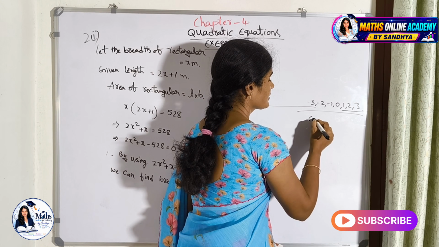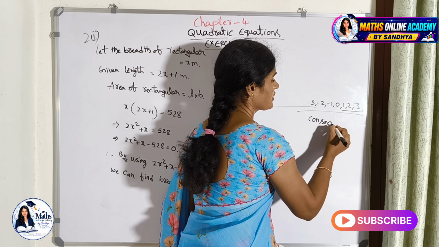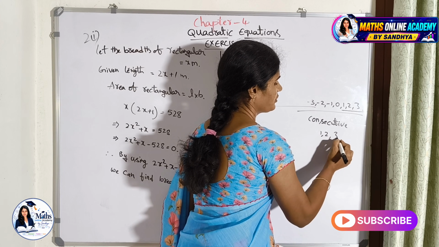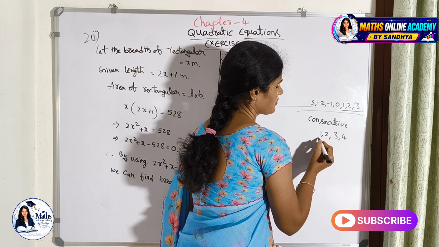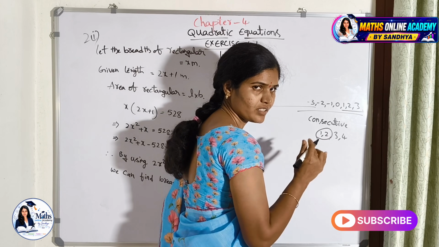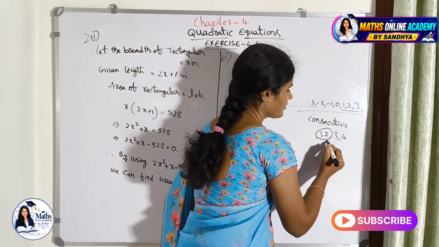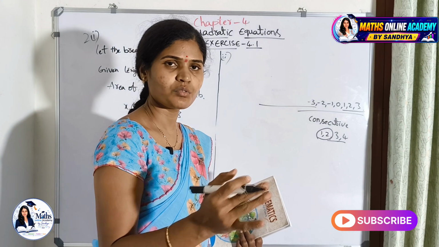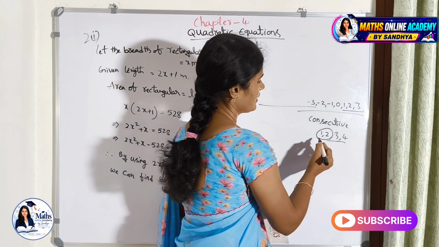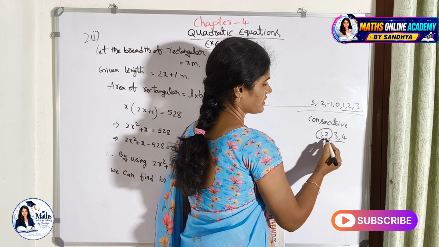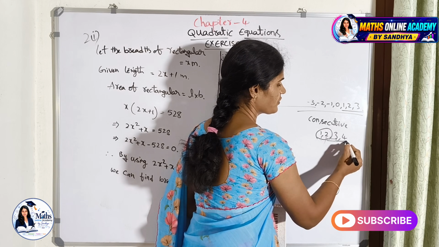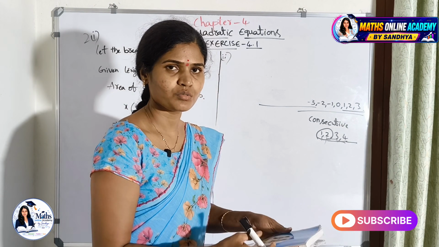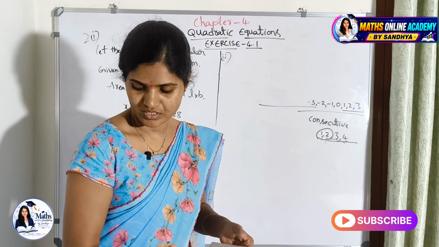And one more is consecutive. Consecutive means one by one: 1, 2, 3, 4. For example, 1, 2, 3 are called consecutive. Otherwise 2, 3. The number next to the number, those two are called consecutive. Here 1, 2 are consecutive numbers. Otherwise 2, 3, or 3, 4, or 4, 5. One number next to the number, those two are called consecutive positive integers.